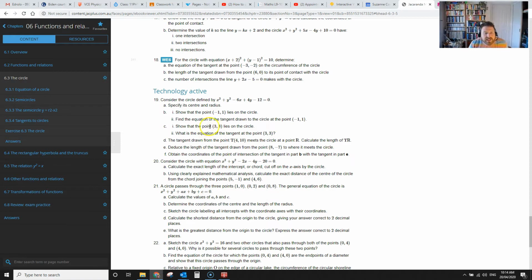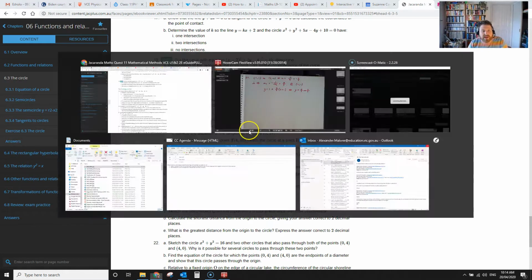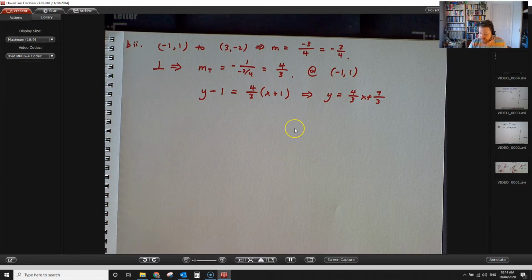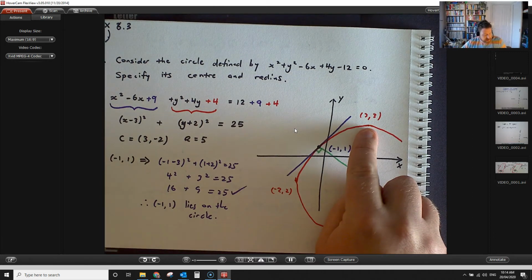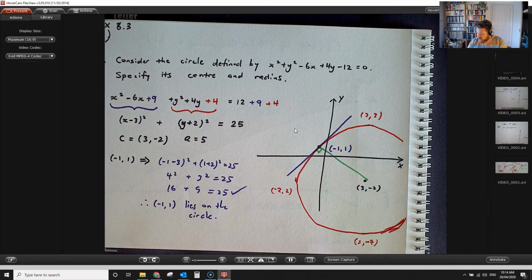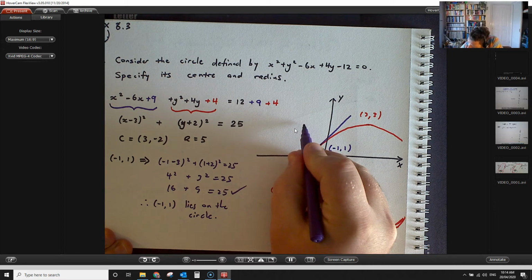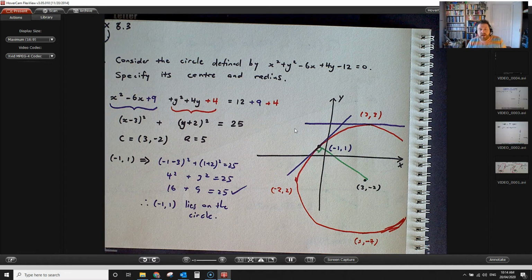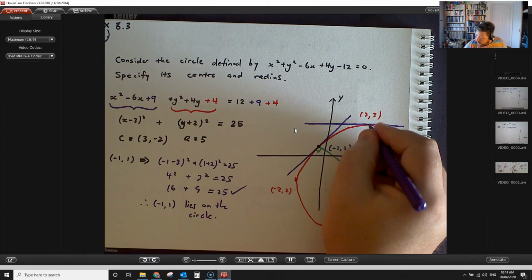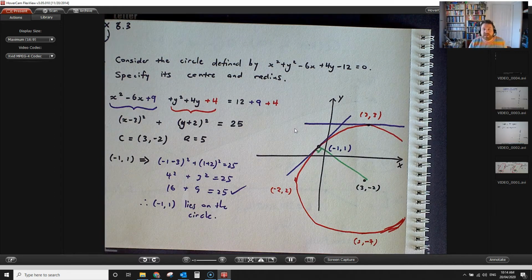Okay, show that the point 3, 3 lies on the circle. What is the equation of the tangent at the point 3, 3? This we've actually already done in our sketch. If we go back to our sketch, 3, 3 was our point right at the top there, our maximal point. There it is. That's the tangent that goes through it.